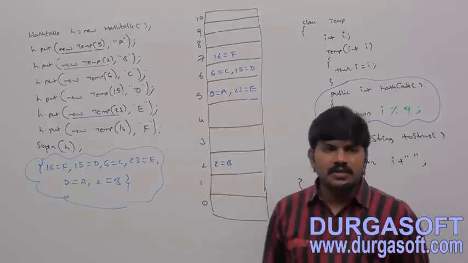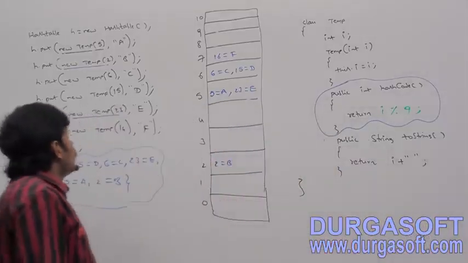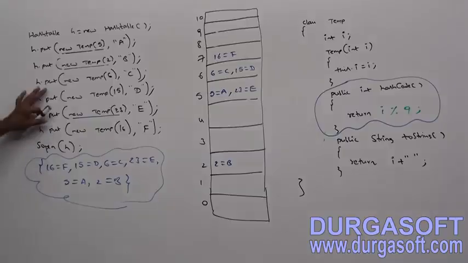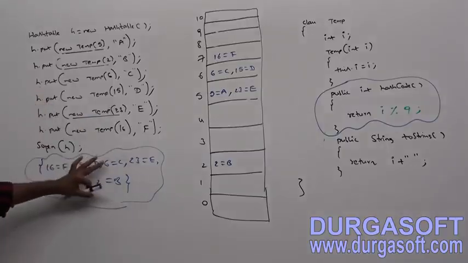HashTable h = new HashTable; h.put(new Temp(5), a); h.put(new Temp(2), b). Of course this part is not required, just the table and output.